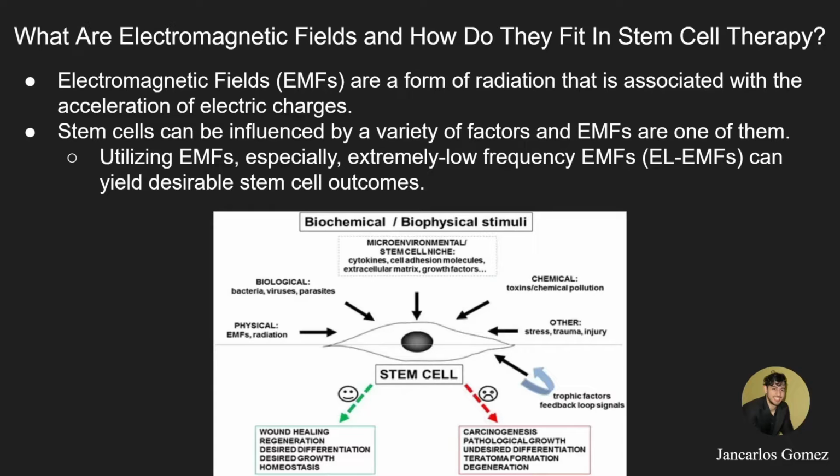Thus, when utilizing electromagnetic fields, it is crucial to utilize extremely low frequency electromagnetic fields to yield desirable cell outcomes, because if a frequency that is too high is utilized, too much reactive oxygen species can be generated, and this can damage various cellular structures. Reactive oxygen species are a type of molecule that contain oxygen and easily react with other molecules in a cell, causing them to become injured in their proteins, lipids, and nucleic acids, eventually leading to the cell's death.